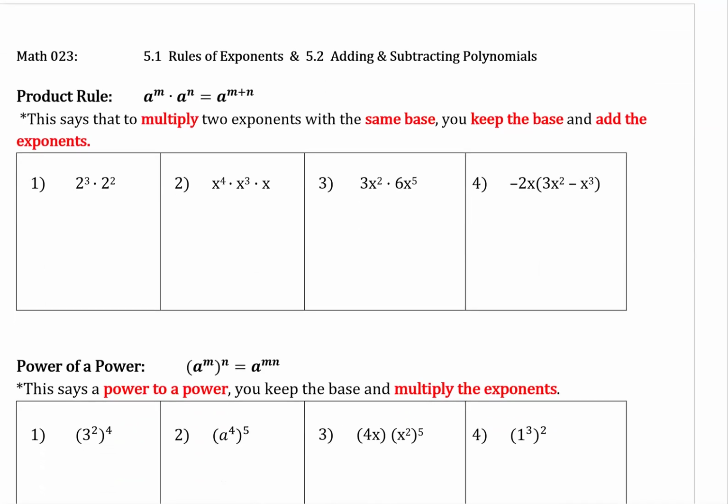Rules of exponents. The first one that we're going to learn is called the product rule. If you have a to the m times a to the n, that is going to equal a to the m plus n. This says that to multiply two exponents with the same base, you keep the base, add the exponents. So repeat after me.